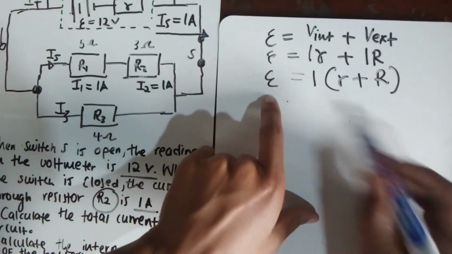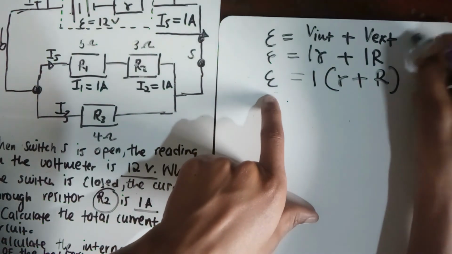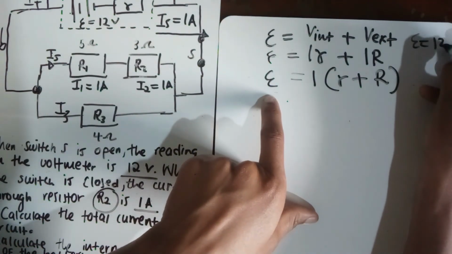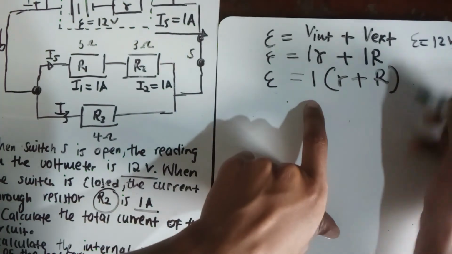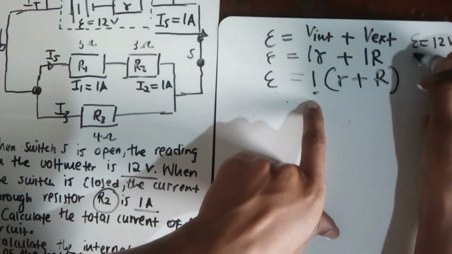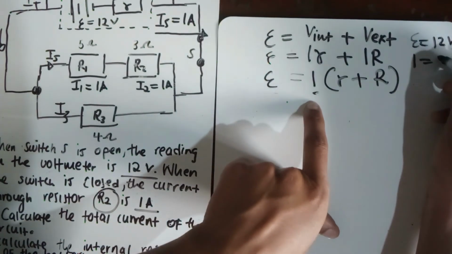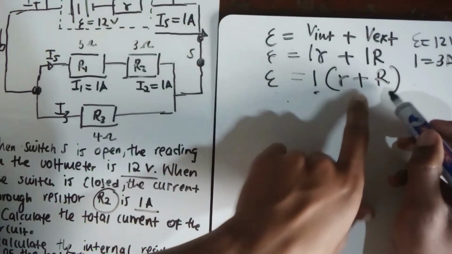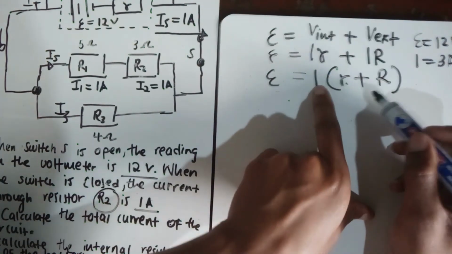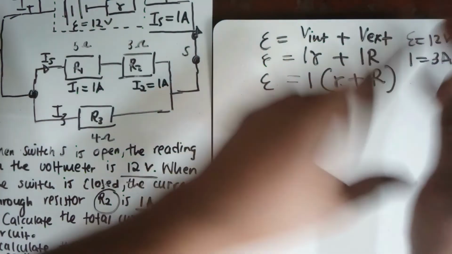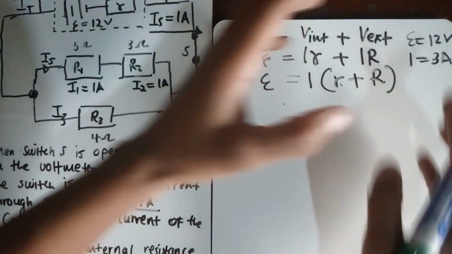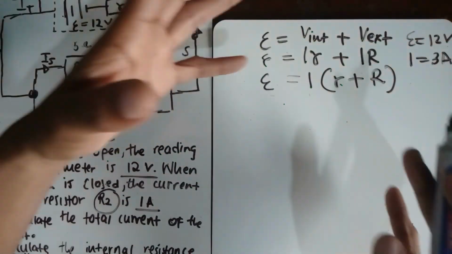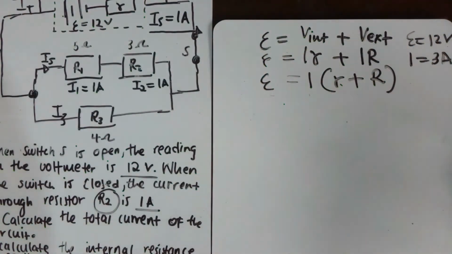So we know what EMF is. We found it, it's 12. Was it 12 V? Yes. Do we know what the total current is? Yes, we know what that is. We found it to be 3 amperes. Do we know what r is? That's what we're looking for. Do we know what R is, the total resistance in the circuit? No, we don't know what it is, but we can definitely calculate it.